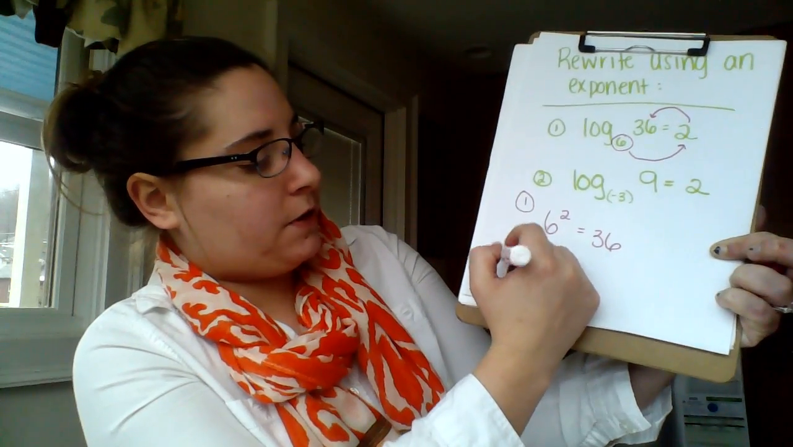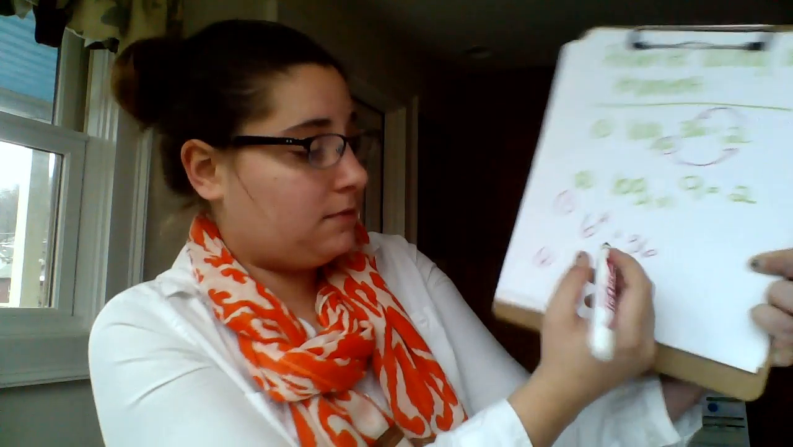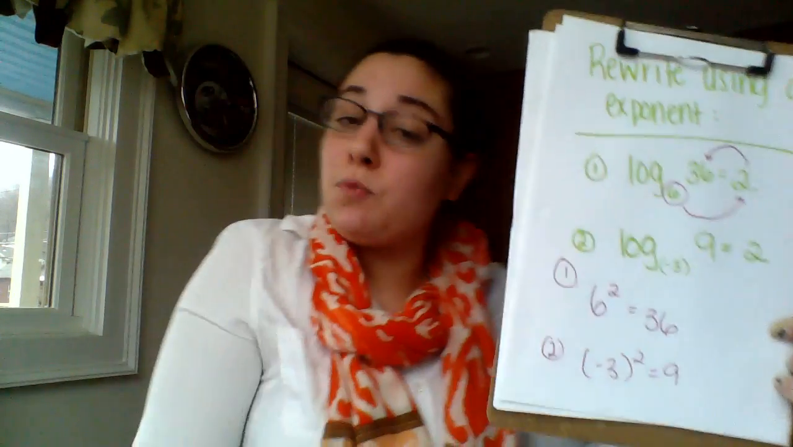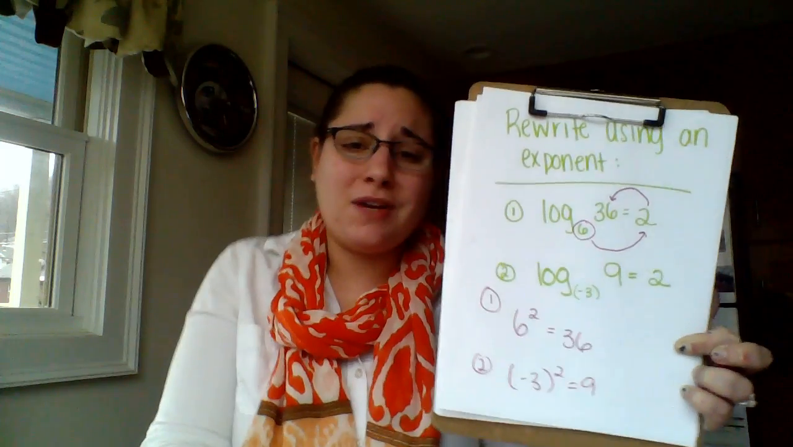Okay, let's do the second one real quick. Negative 3 to the second power equals 9. It really does help if you sing it. It's fun. Negative 3 to the second power is 9.